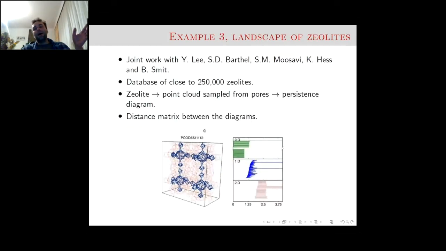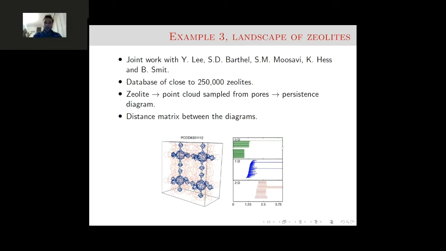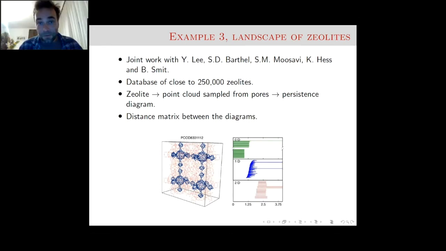I want to mention one more example, which is material science based. Again, work with Yonjin Senya, Mohammed, Catherine, and Berend. When we look at the databases of quite a lot of zeolites, those are nanoporous materials. That's a nice example, by the way, because it can combine persistent homology with mapper, which is not extremely typical.